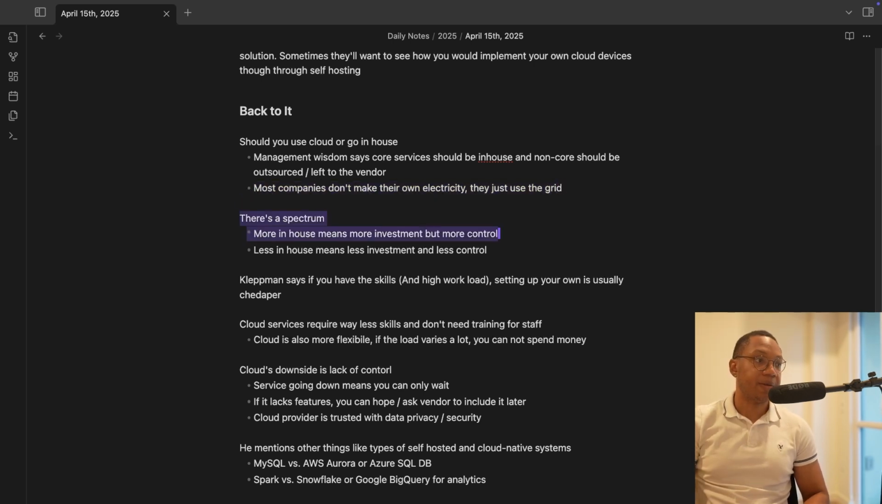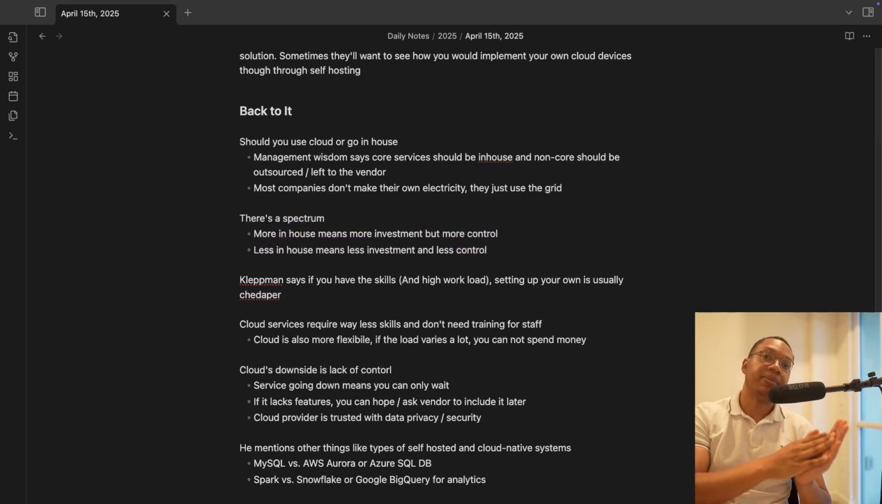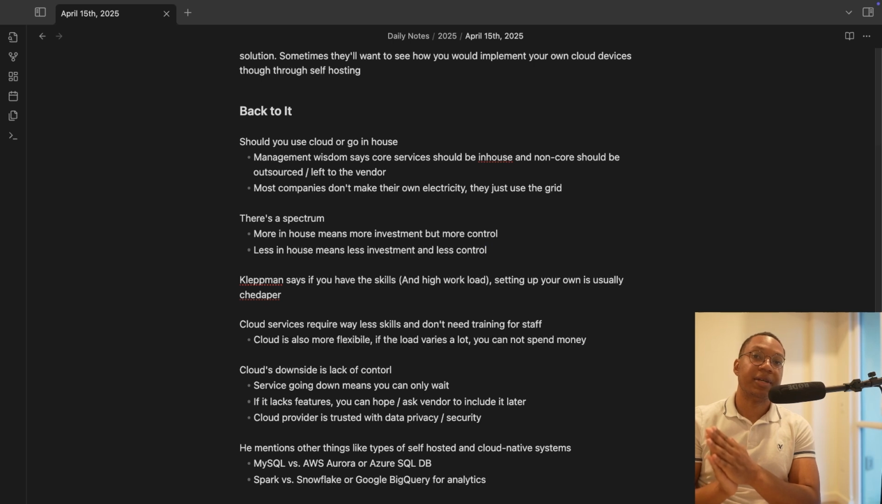And so Kleppmann kind of argues that it's a spectrum of control that you want. So in-house is more investment upfront and more control. And then cloud is less investment upfront, but you get less control.